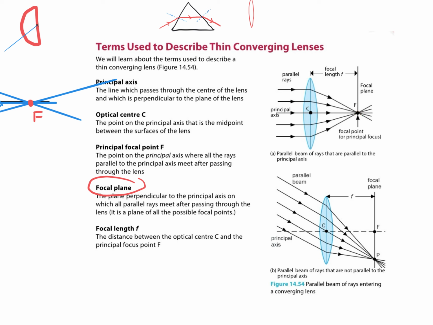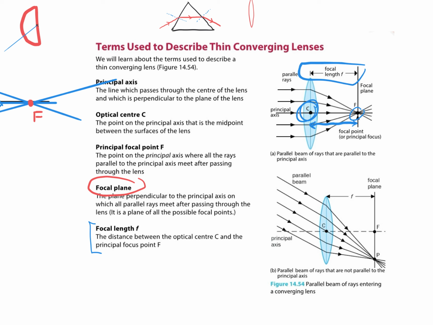There's something else which I must measure, and this is a part that's actually tested. I need to know my focal length. Focal length is simply from here, from my optical center to my principal focus. So it's just this part over here, this distance.